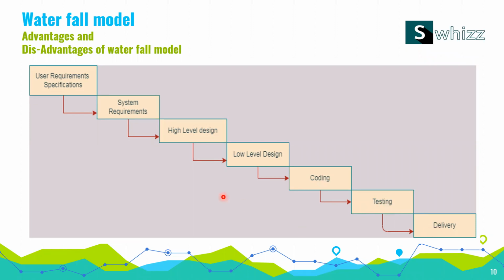Okay, so if the customer wants to change his requirements at any phase, say in this coding phase, the customer wants to change his requirements. At that time, if he has changed his requirements, we have to start the SDLC or start the project development from this phase. If he changes the requirements at this stage, everything should change, or no?